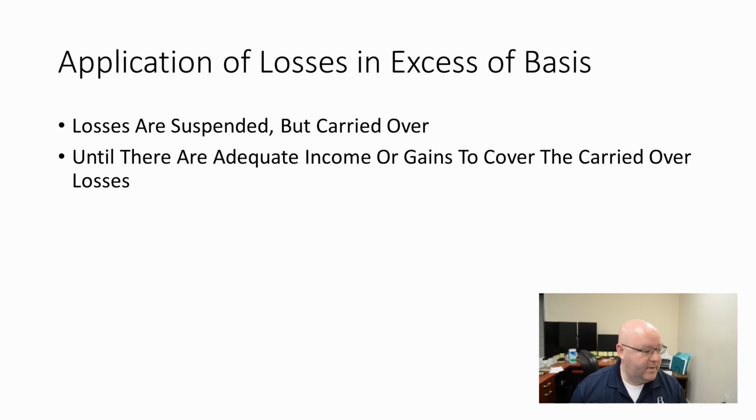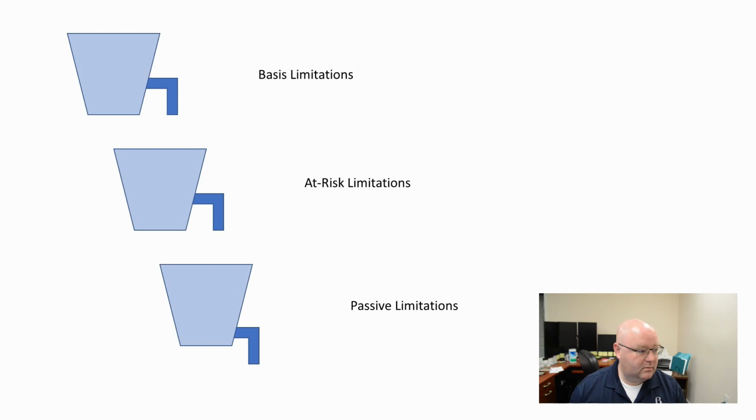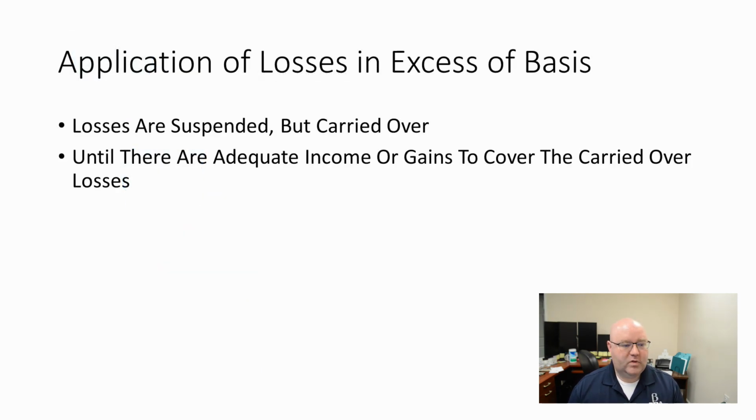Again, getting back to the leaky bucket. It goes into this leaky bucket, and then it falls down into the at-risk limitation. Now, again, we won't talk about at-risk limitations until a little bit later on, but it goes past that basis limitation. The $200,000 does, but the $50,000 doesn't. That gets trapped up here into what we call losses in excess of basis.